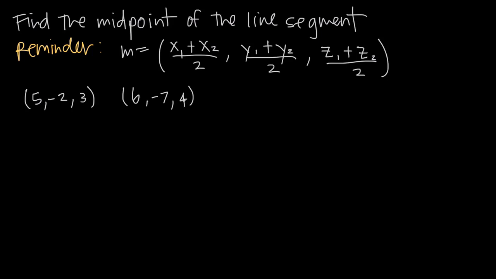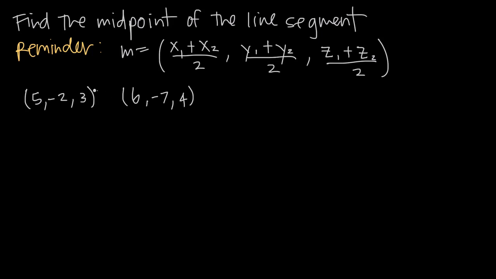Remember that the formula we're going to be using to find the midpoint of any line segment is this formula here, and this just gives the coordinate point of the midpoint. So to find the x value of the coordinate point that represents the midpoint, we just say x sub 1 plus x sub 2, and we divide that sum by 2. Same thing for the y and z values in the coordinate point that represents the midpoint.